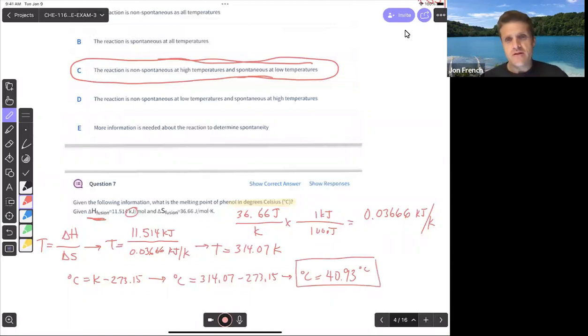So yeah, question 7, anytime you're asked for a melting point or boiling point, that's an equilibrium position because you're at equilibrium between both of those phases. So we could use temperature equals delta H over delta S. We could also use this to find the flipping point of a reaction where it switches from being spontaneous to non-spontaneous.